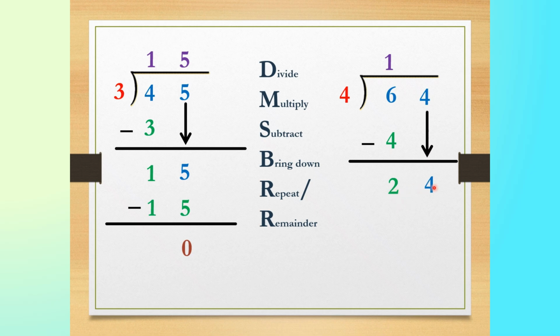It gives us 24. How many groups of 4 can I find in 24? 6. Multiply again. 4 times 6 is 24. Then we subtract. 24 minus 24 is 0. We don't have any other number to bring down, so we do not repeat the process over. And here we do not have a remainder because we have a 0 here.